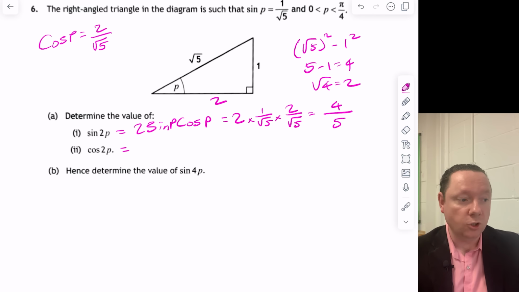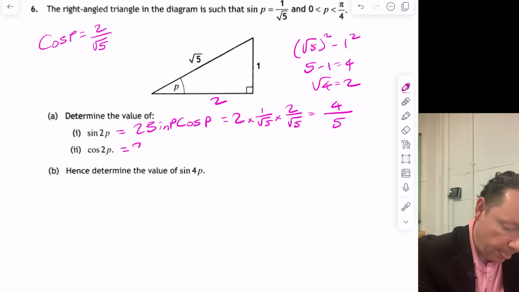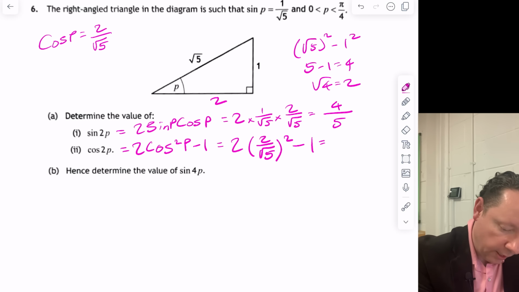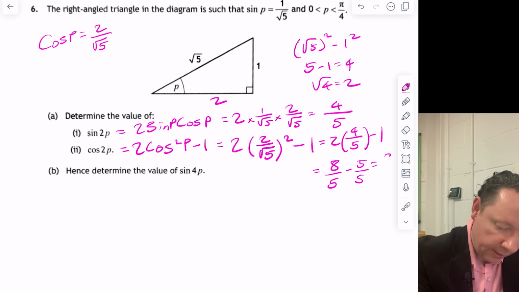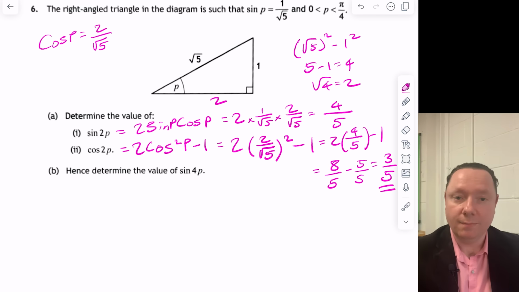Cos 2p, well again, using the exam paper, you can use any of the expansions you want, and the one I'm choosing to use is 2 cos squared p minus 1. But you'll get the same answer, I'm just using that because it's got a positive value. So that's 2, cos p is 2 over root 5, so I need to square that and then take away 1. So that's 2 times, 2 2s is 4, root 5 times root 5 is 5, minus 1. 2 4s is 8 over 5, minus 1, which is 5 over 5. That gives me 3 over 5, and we're done there.